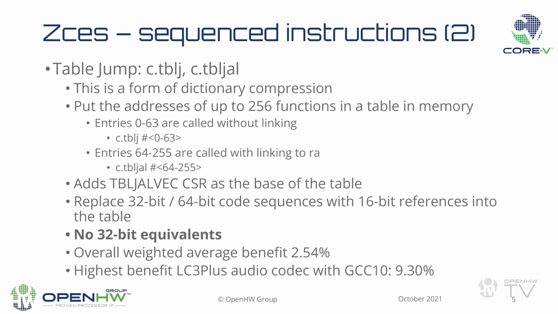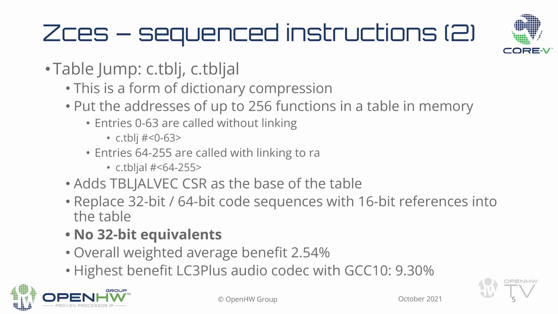Okay, so the next one is table jump, which is a form of dictionary compression. What you do is you find your 256 most frequently called functions, you put the addresses of the functions in a table in memory, you set the table JAL vec CSR to be the base of that table, and then you use the 16-bit encodings, which include an index into the table, to call your function.